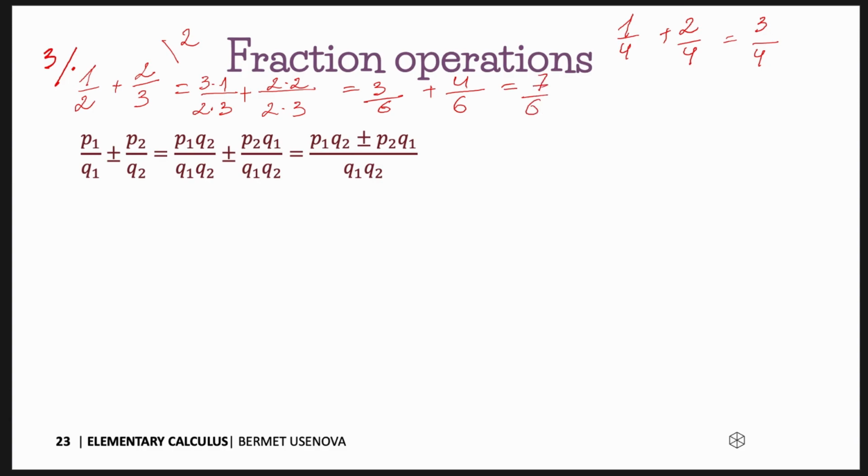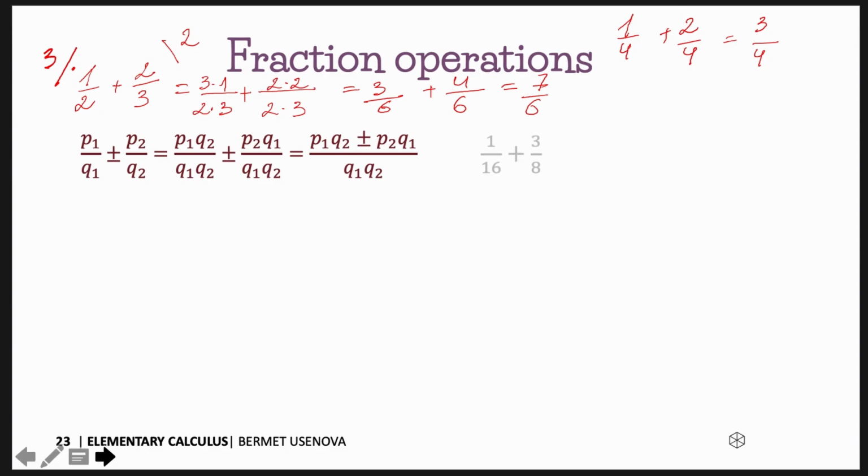It's easy to do when we have small numbers here, but when we have larger numbers, it is not very convenient to do it all the time, just multiplying the denominators by each other. Better to just find the lowest common denominator for both fractions.